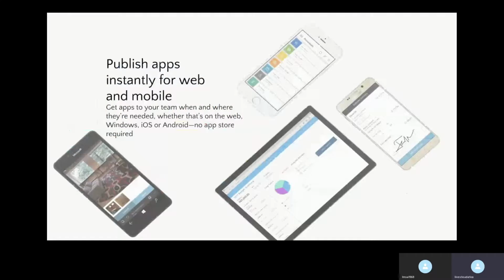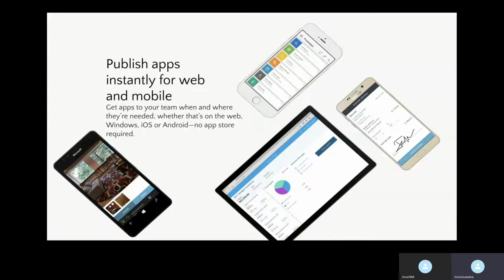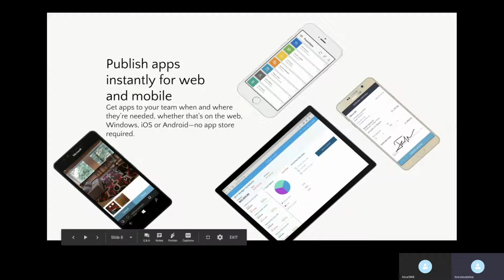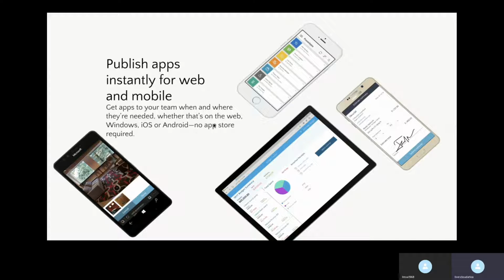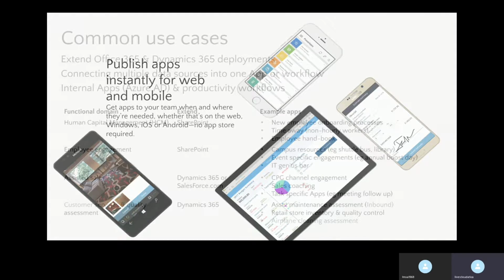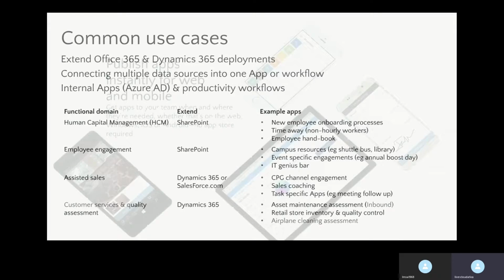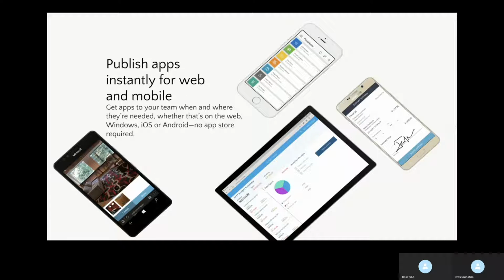All right. So moving on, we talked about this, so I'll skip it. The app that you publish is available on tablets, different phones, all these things immediately. No app store requirement. And when I show you my phone, you'll understand how that's possible. Just download the PowerApps app, and then as you publish your created app, it will be available on PowerApps.